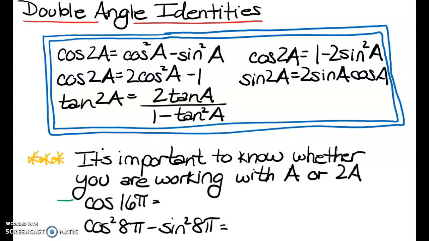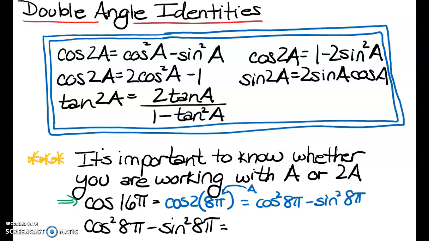So for instance, if they ask you to take this cosine of 16 pi and use a double angle identity to expand it, I would do something like cosine of 2 times 8 pi equals, this would be my A, because this is cosine of 2a, right? That would be my A. So I would use 8 pi as my A in one of my 3 cosine formulas. So let's just pick the first one, cosine squared of 8 pi minus sine squared of 8 pi.